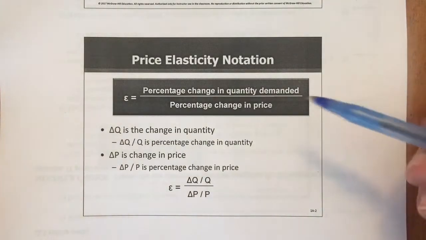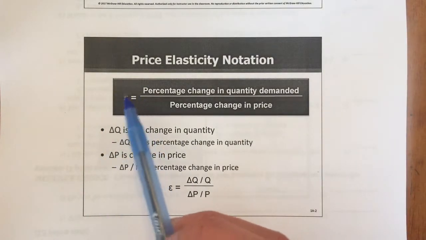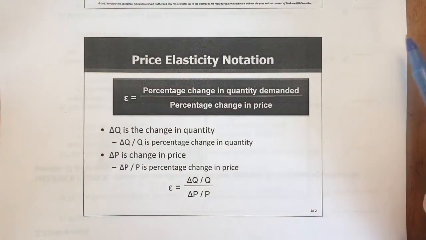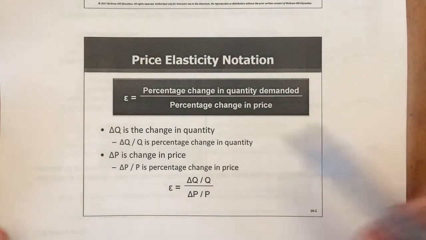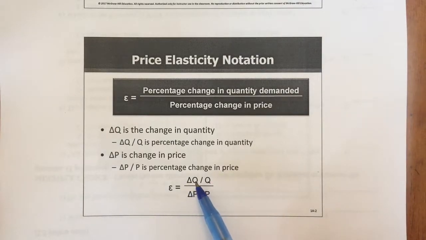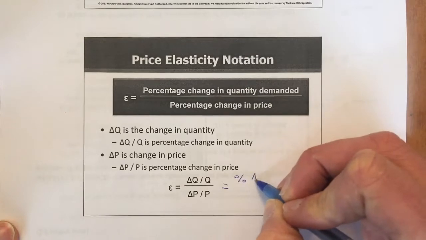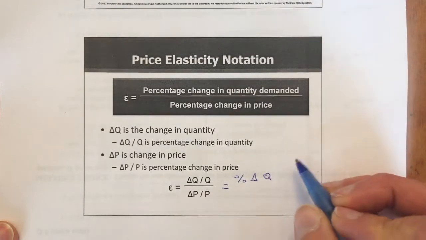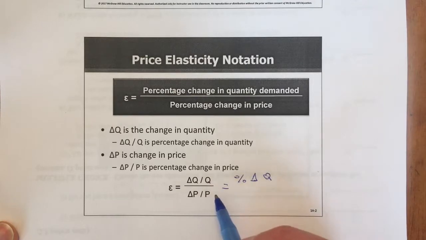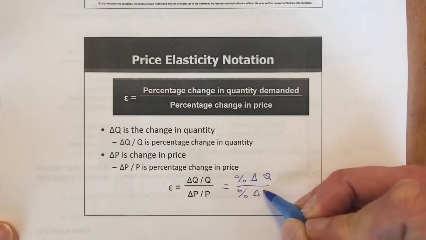But as a reminder, here is the definition of what elasticity is, again represented by the Greek letter lowercase epsilon. That is the percent change in quantity demanded divided by the percent change in price. And remember that we can represent it by this equation here as well: the change in quantity demanded over quantity, which is the same thing as saying percent change in quantity, as well as the change in price per price, which is the same thing as saying percent change in price.